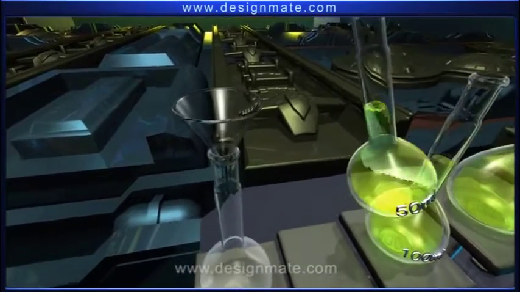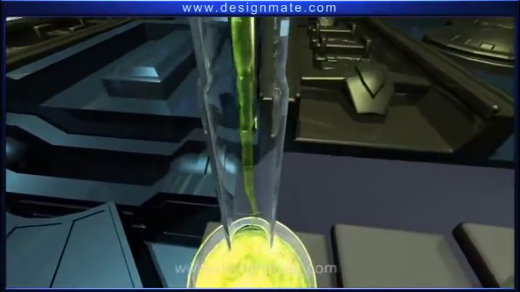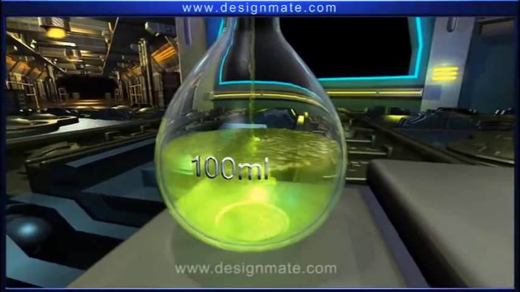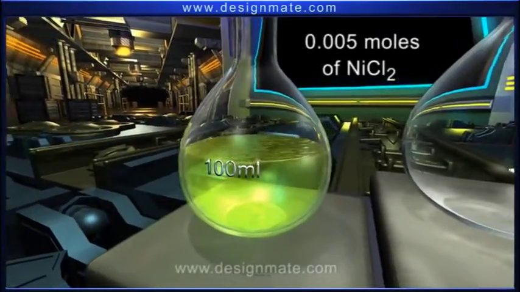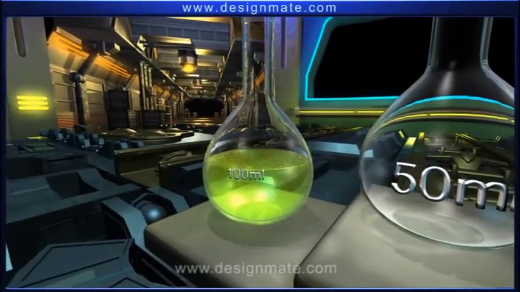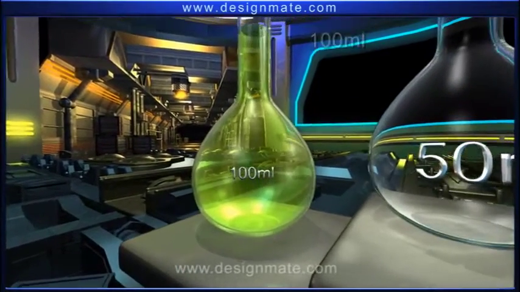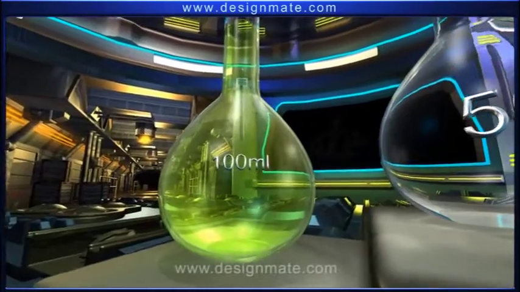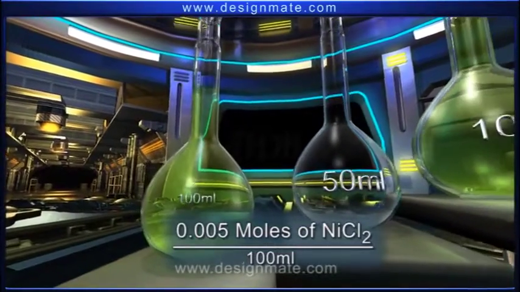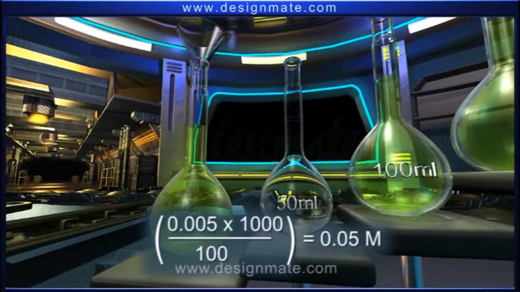Now, let us transfer the contents of the 50 milliliter standard flask into a clean, empty 100 milliliter standard flask. At a molecular level, this means we are transferring 0.005 moles of NiCl2·6H2O into a 100 milliliter standard flask. Dilute the solution up to 100 milliliters using distilled water. The resulting solution will now have 0.005 moles of NiCl2·6H2O present in 100 milliliters. The molarity of this solution will be 0.05 molar.